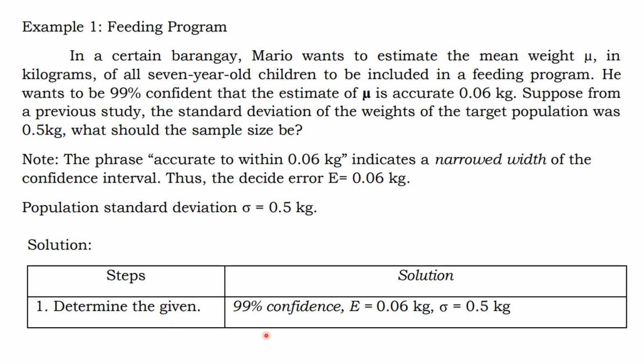So the first step is to write the given. We have here 99% confidence, margin of error E equals 0.06 kilograms, and standard deviation is 0.5 kilograms.